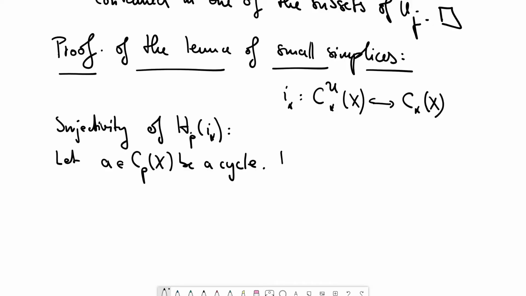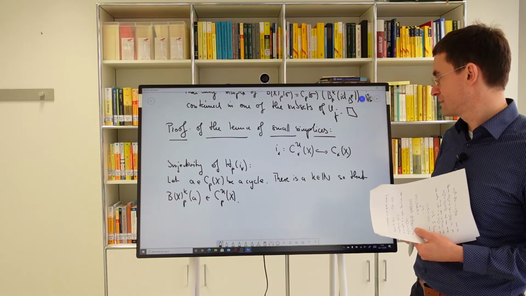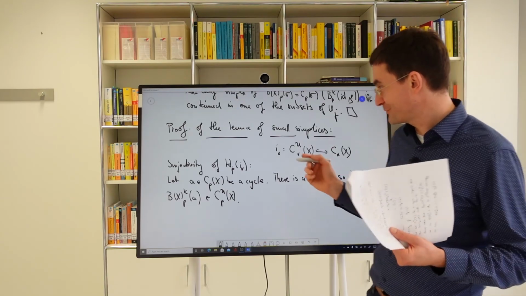So there is a k so that B_X, the k-fold composition applied to A, is in C_p^U(X). And of course, what we expect now is that A is homologous to that element, and that would prove the surjectivity. And first of all, it's again a cycle because we proved that it's a chain map, and chain maps map cycles to cycles. In particular, it's a cycle. Yeah, of course, that's important.